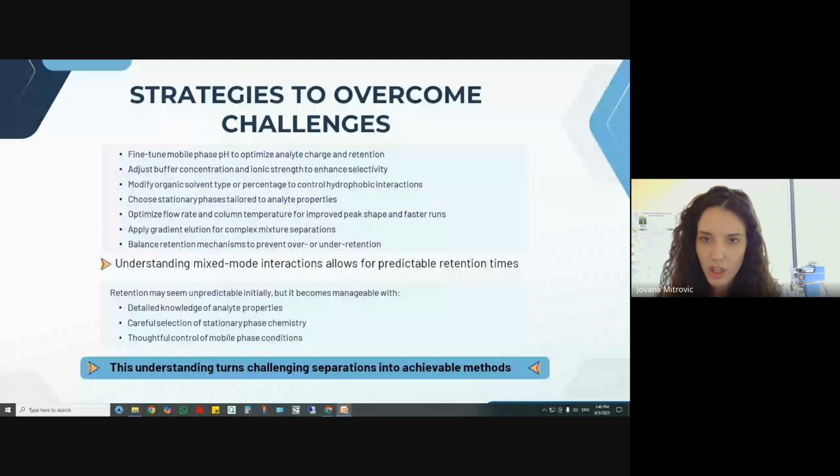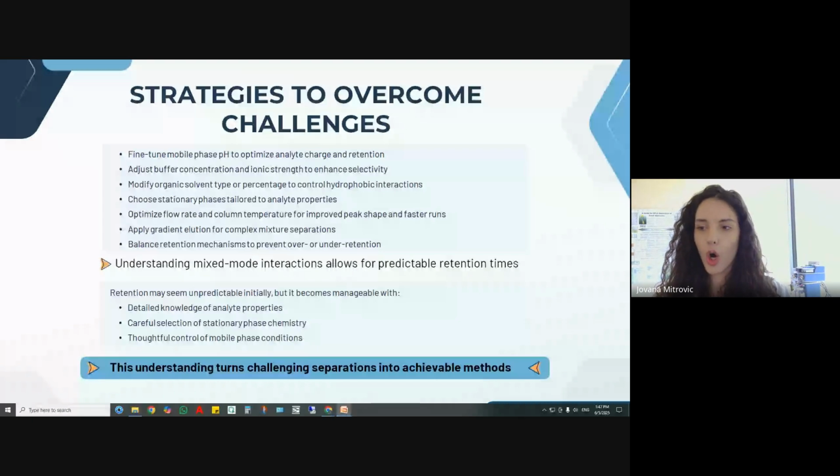Modify the organic solvent type or ratio. Switching between acetonitrile and methanol can control hydrophobic interaction, improve peak shape, and depending on the analyte, gives you another selectivity if you switch, for example, from acetonitrile to methanol. Again, choosing a stationary phase tailored to your analyte's properties is crucial. The right column chemistry simplifies separation, especially for molecules with multiple functional groups.